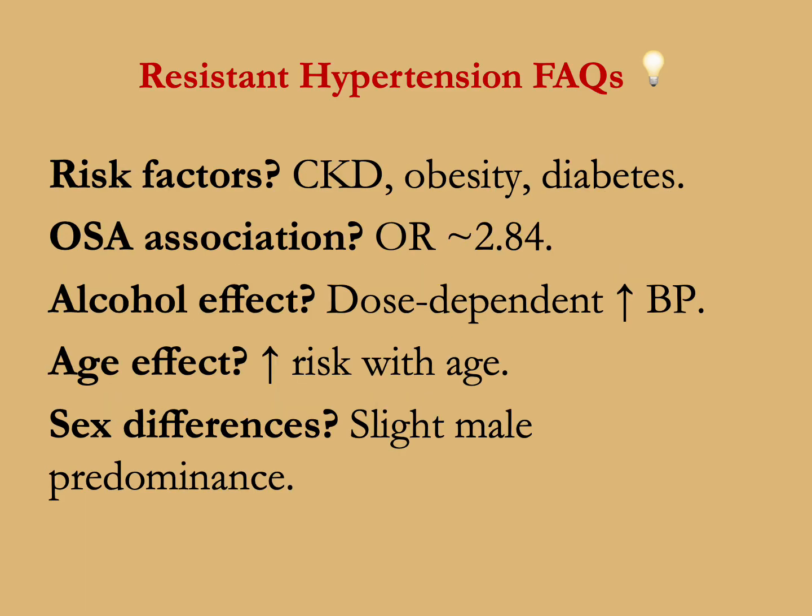What are the risk factors for resistant hypertension? CKD, diabetes, and obesity. What's the association with obstructive sleep apnea? The odds ratio is about 2.84. What about alcohol? Dose-dependent increase in blood pressure. The more you drink, the higher the blood pressure. Age effect, increased risk with age. Gender differences, slight male predominance.